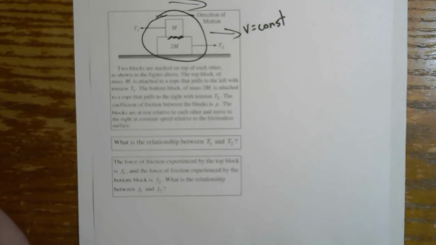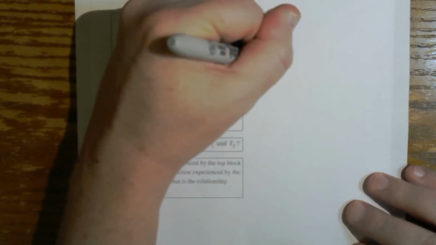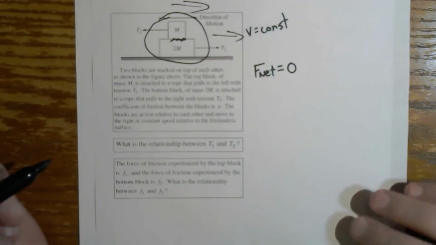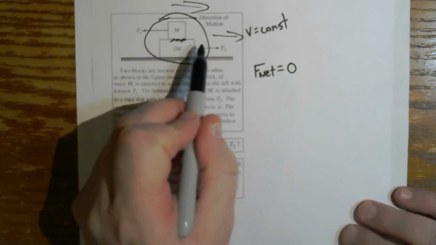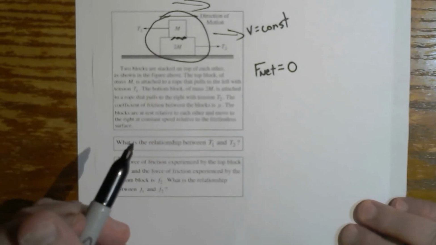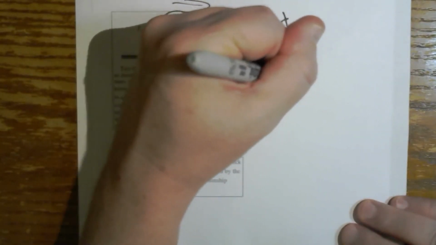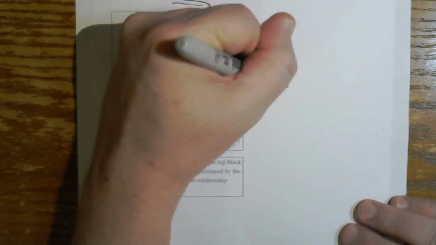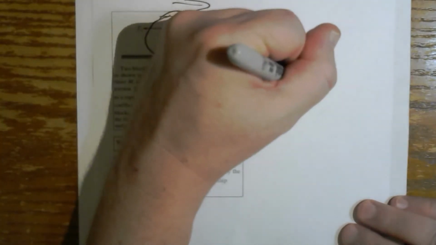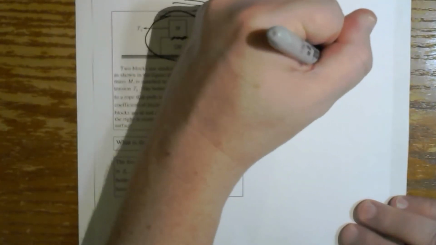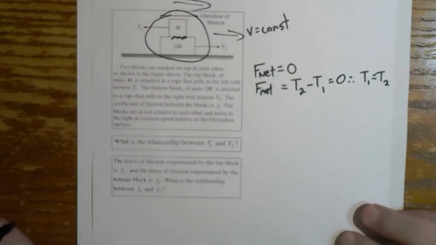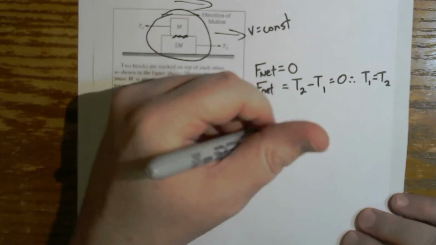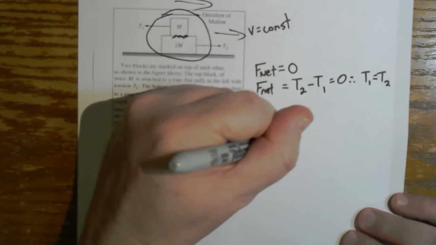So if that's true, then that means that the net force on the system is equal to 0. So the only way for that to be true would be for the forces applied to it, tension 2 and tension 1, to equal 0. If I did a net force equation, you would say T2 minus T1 equals 0. And so therefore tension 1 and tension 2 are equal to each other. That is the relationship between T1 and T2.